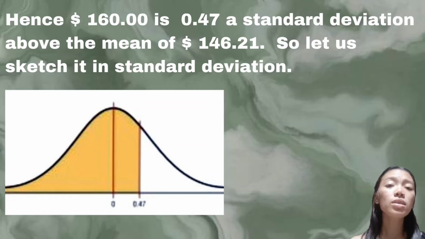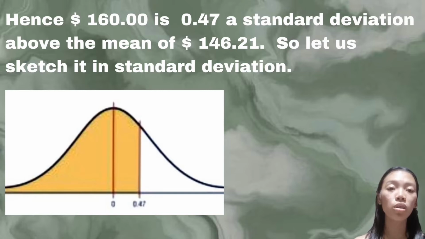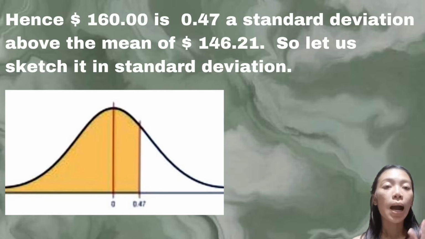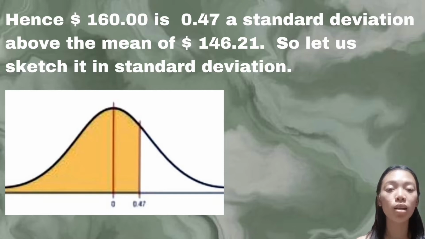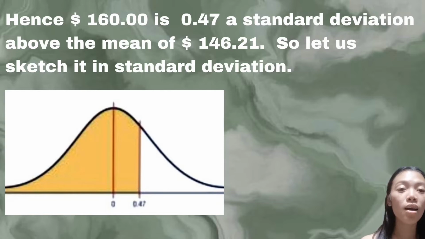Hence, $160 is 0.47 of a standard deviation above the mean of $146.21. So, we sketch the z distribution. In this part, class, we can see on our screen that the mean of the z distribution is 0, the line in the middle. And the line on the right is the z that we are looking for in step 2.